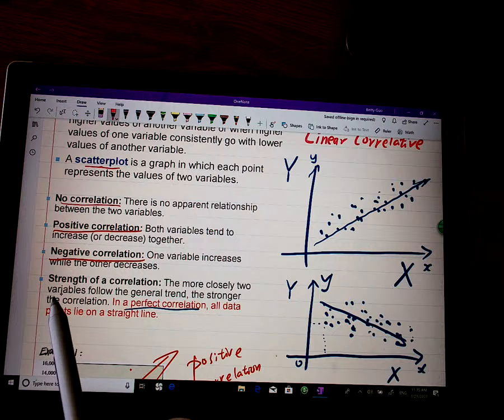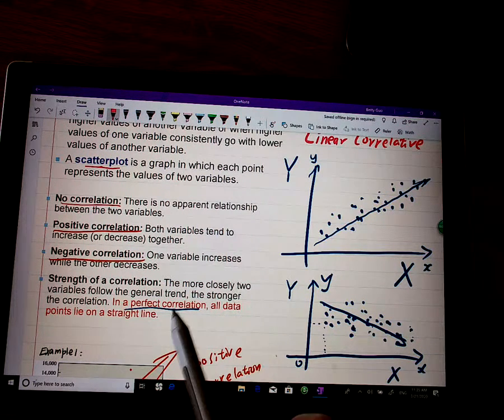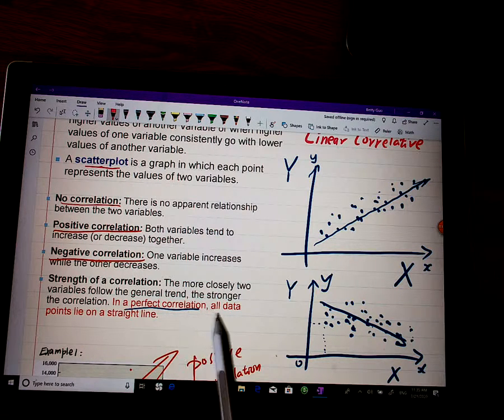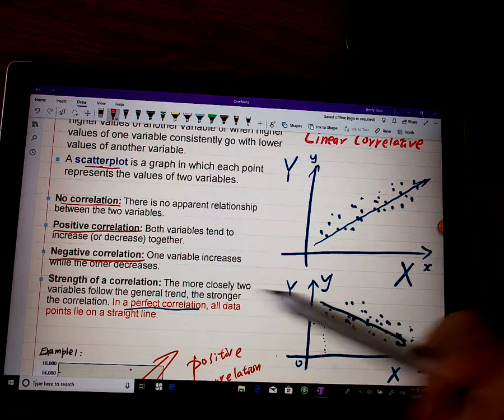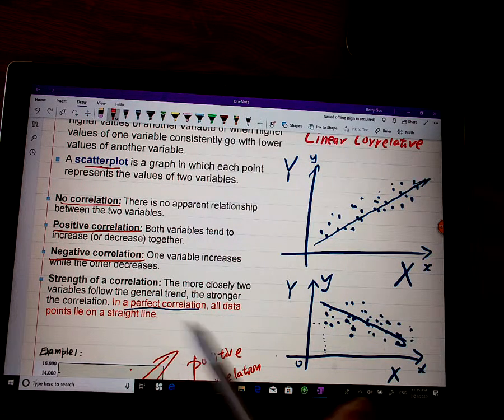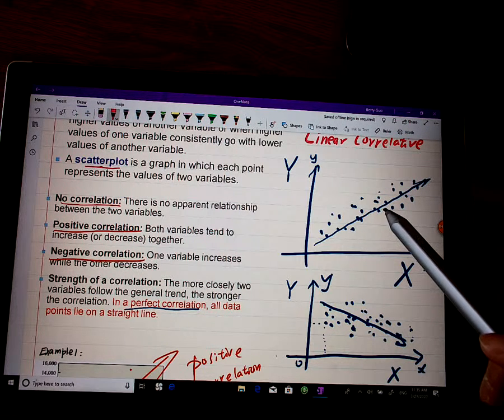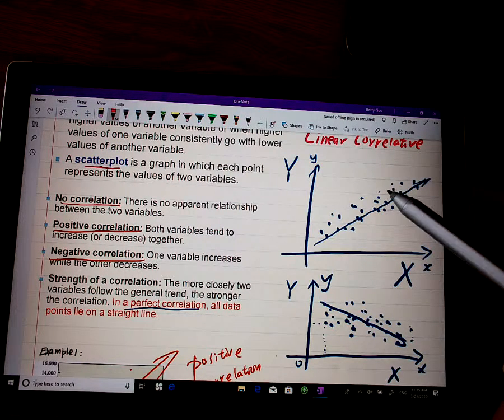Okay, let's see what is the strength of a correlation. The more closely two variables follow the general trend, the stronger the correlation. In a perfect correlation, all data points lie on a straight line. That is kind of like an extreme case. We call that perfect correlation. In a perfect correlation, in the scatter plot, all those points are collinear. They are on the same straight line. That doesn't happen often though.